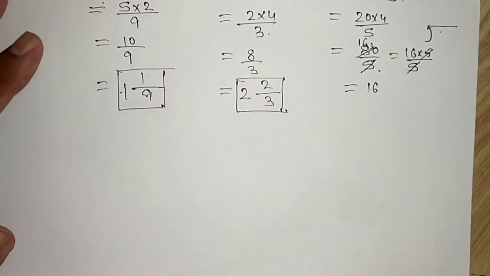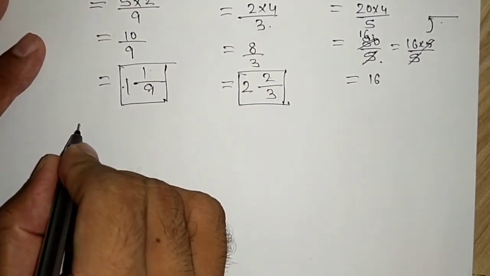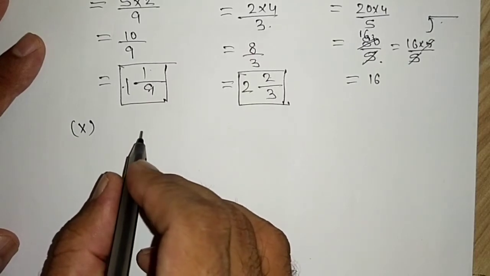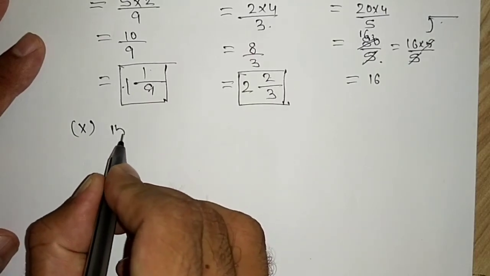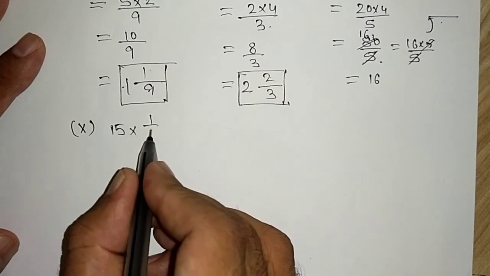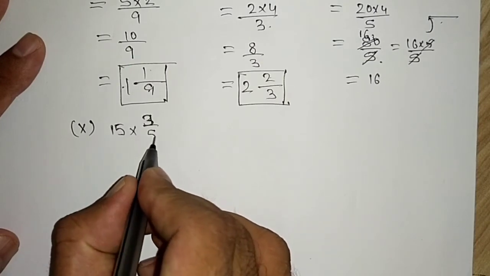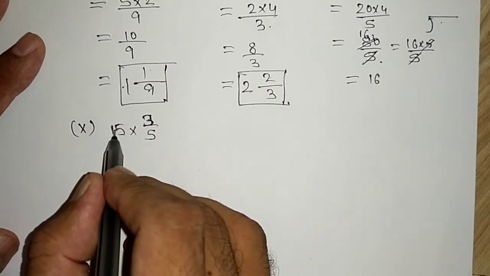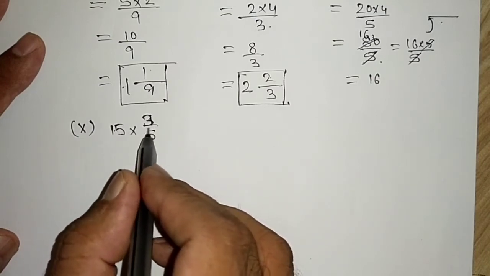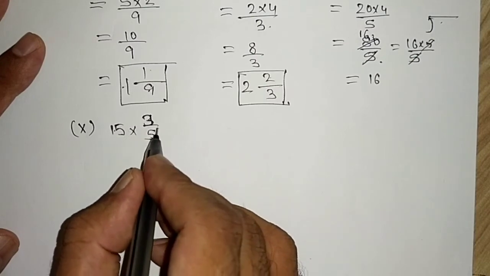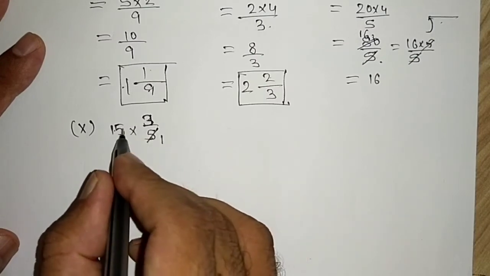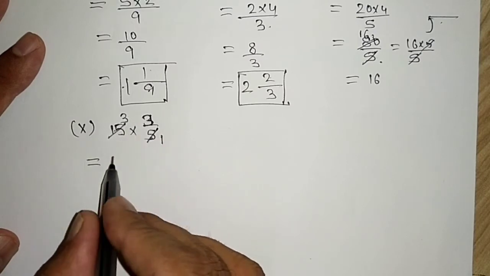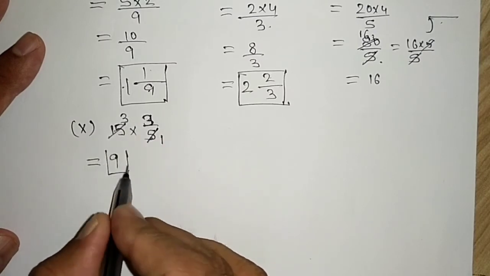Now let me take one more, that is the 10th part. This will be the last part, the rest will be your homework. It is 15 multiplied by 3 by 5. Here you can see 5 and 15 both can be cancelled out, because 15 comes in 5's table. So I will cut out directly 5 ones are 5 and 5 threes are 15. So our resulting answer will be 3 into 3, 9. This is our answer.